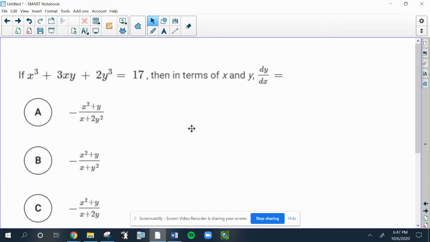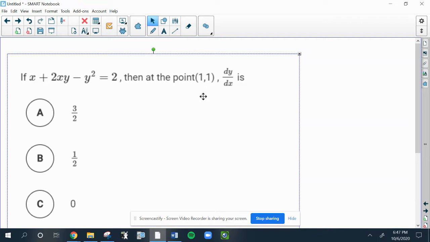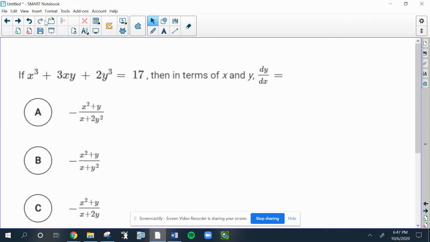Here are a couple of questions I stole from the AP College Board website. They both have to deal with implicit differentiation. Please watch both of them, because the first one is just regular find dy dx. The next one is going to find it at a certain point. They're very similar questions, but here we go. So this is just asking us to find dy dx.